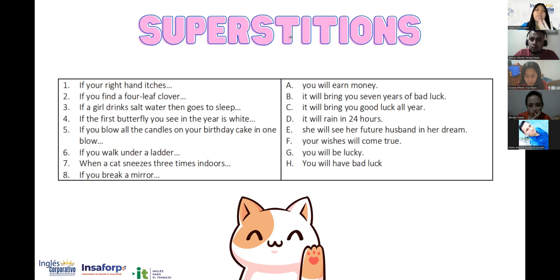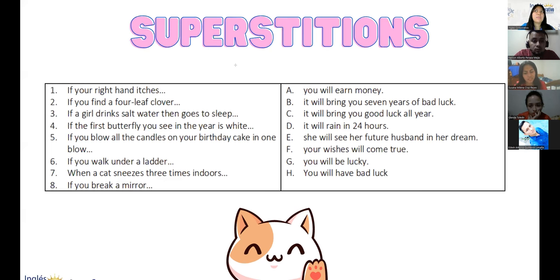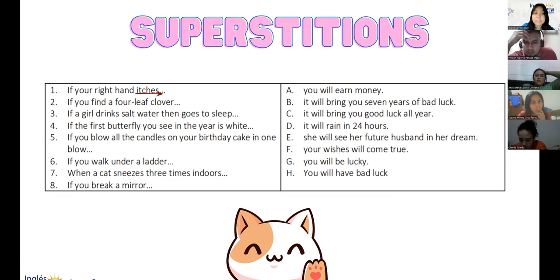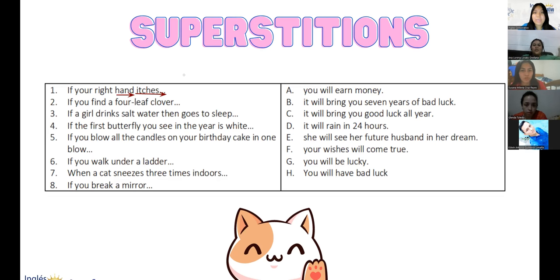So let's see. It says, if your right hand itches, what happens? What is the superstition that people say? If your right hand itches. Do you know what is the meaning of itches? Yes, itches means, in this case, is third person. Si se fija, es tercera persona porque estamos hablando de hand, right? Entonces, por eso es itches with E-S, yeah? Itches, picar, que le pica. You will earn money. Okay, very good.